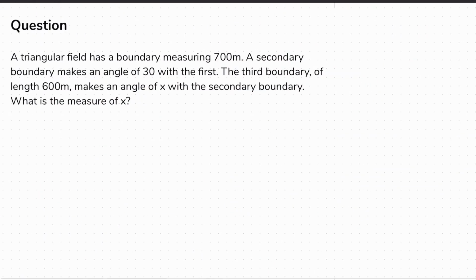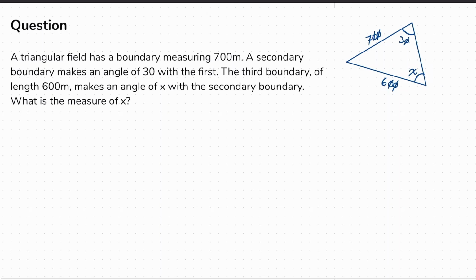In this next question, we're going to have to begin by drawing a triangle. Right, we're not actually given a diagram. So, a triangular field has a boundary measuring 700 meters. A secondary boundary makes an angle of 30 degrees with the first. So let's say this is one boundary here. This is 30 degrees. The third boundary of length 600 makes an angle with the second boundary. So this is x here.